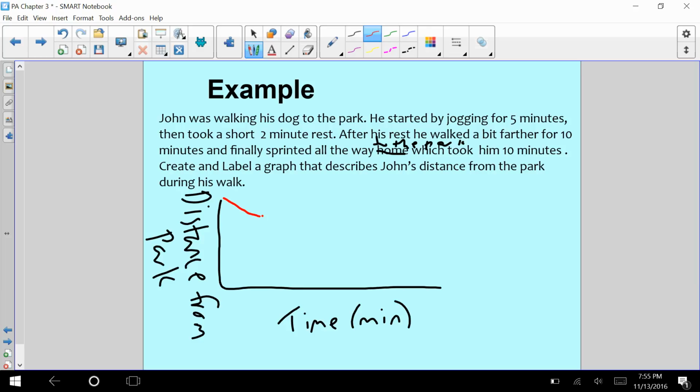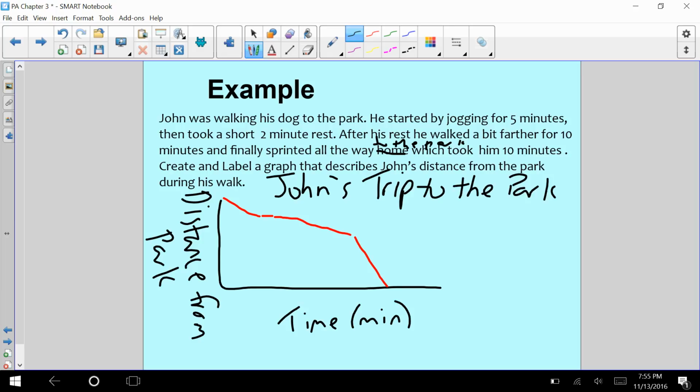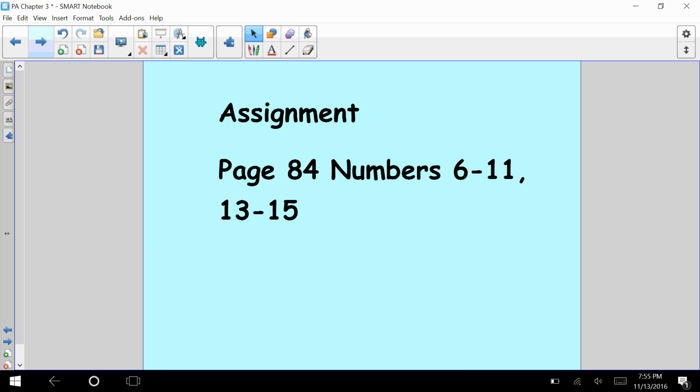Then he took a 2-minute rest, so he flattens out for 2 minutes. After his rest, he walked, so he's going slowly, and then he sprinted. There's a picture of what his walk to the park could look like. I forgot our title again. We could say John's trip to the park. All right, so there is our finished graph. Here's your assignment.